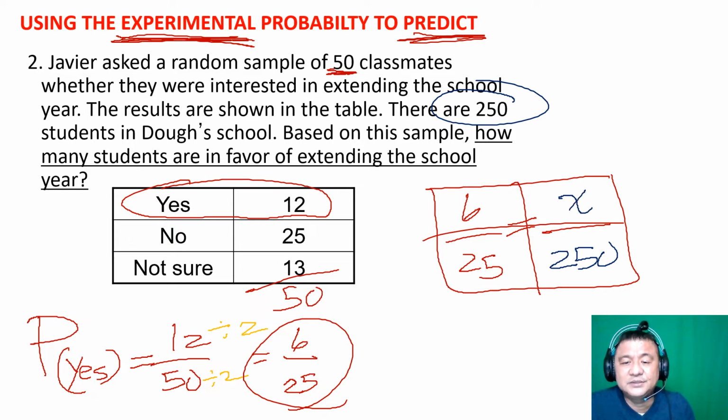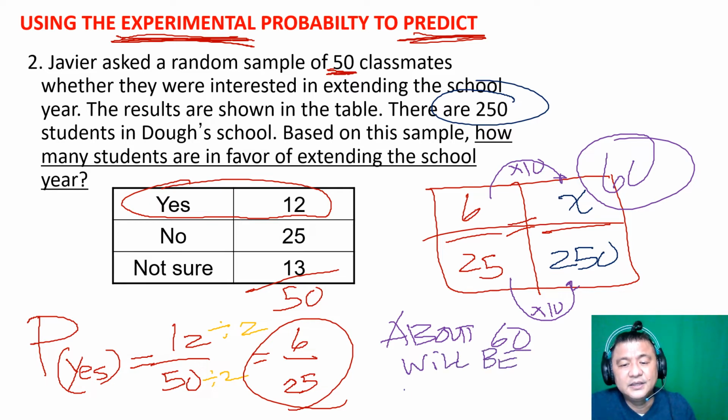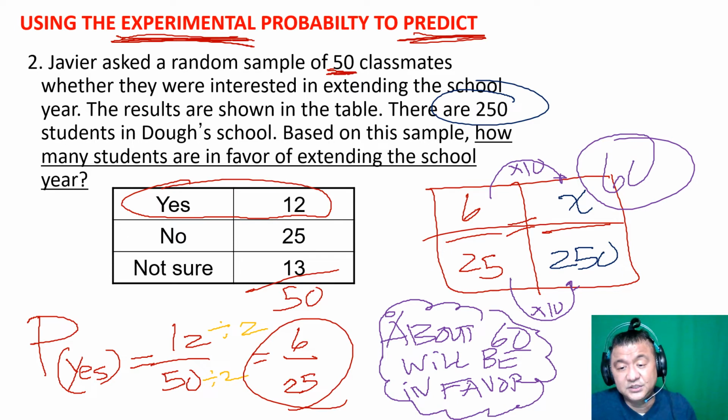And what pattern do I see? Everybody look. Oh, times 10 below. What will I do on top? Yes, times 10 also. So 6 times 10 is what? 60. There you go. So conclusion now. About, write the word about, 60 will be in favor of extending. See that? It's not perfect, but it will be about 60. And if you do the actual thing, you might get 59 or 62 or 61 as long as it's near 60. Okay, got it? Good.